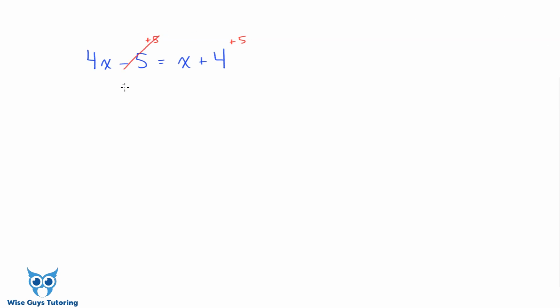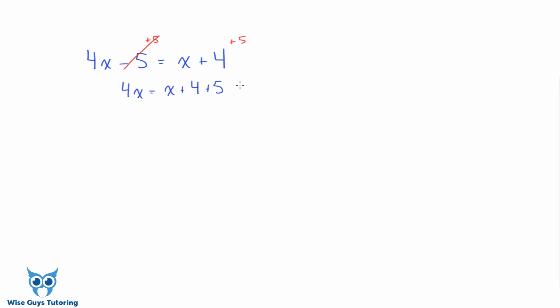Now what's my next step? I am left with 4x equals x plus 4 plus 5. Okay, don't be in a rush to solve everything. Just trust me. To start off, just get all the constants on one side and all the x's on the other side. It'll work a lot easier, believe me.